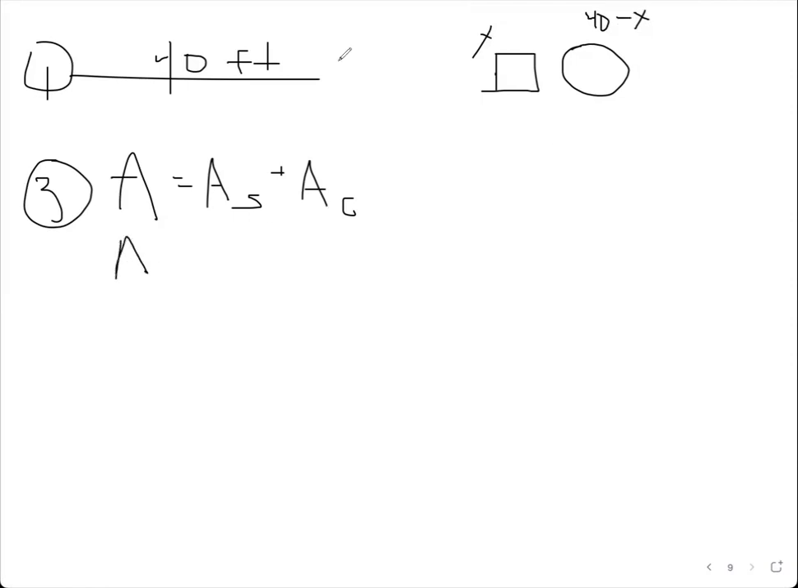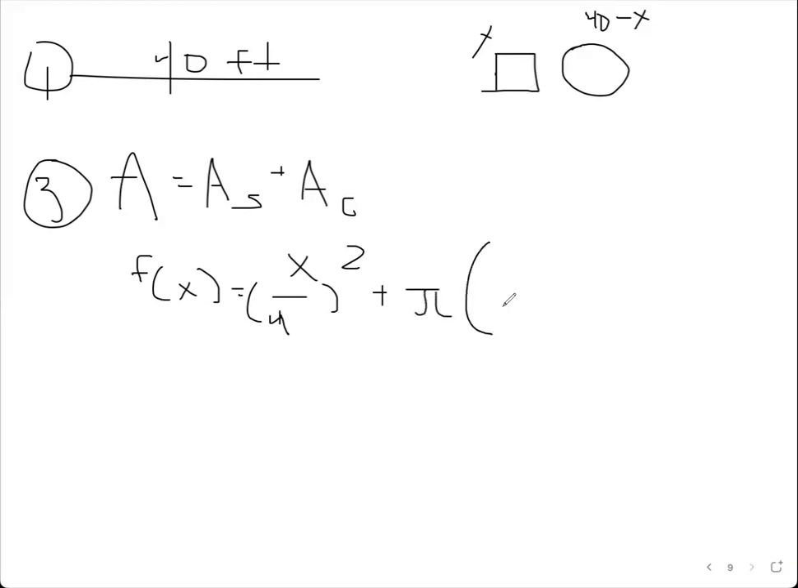So let's convert this into a function. F of x is equal to, so what's the area of the square? We'll first define the side length. We do x over 4 to get the side length of the square. Now we square that because it's a square. So that's the area of the square. Now what about the circle? Well, we know it's pi r squared.